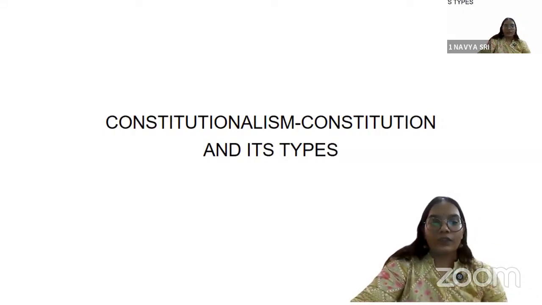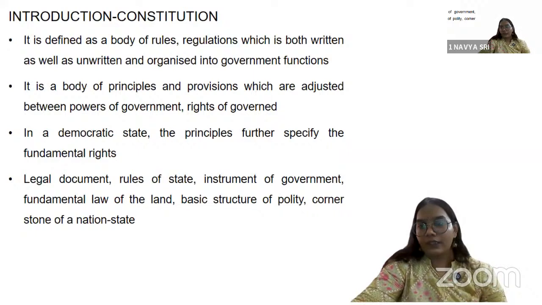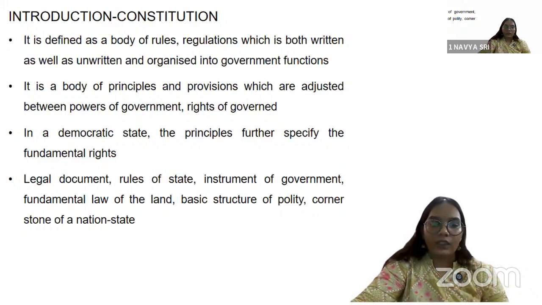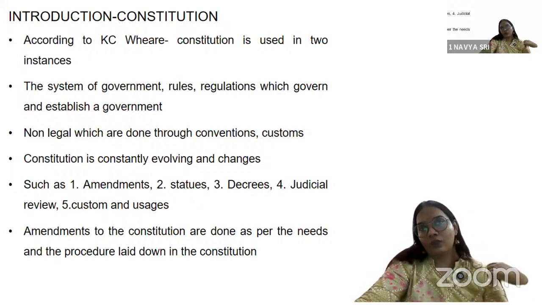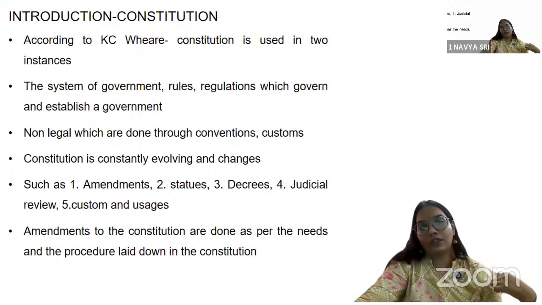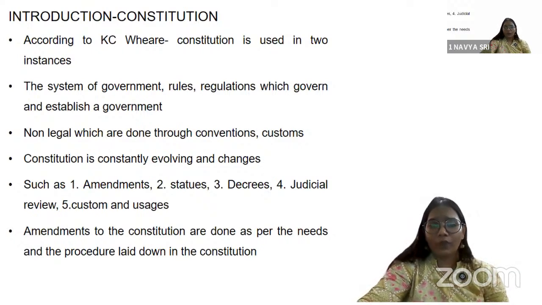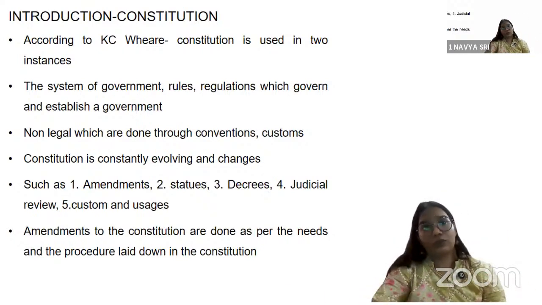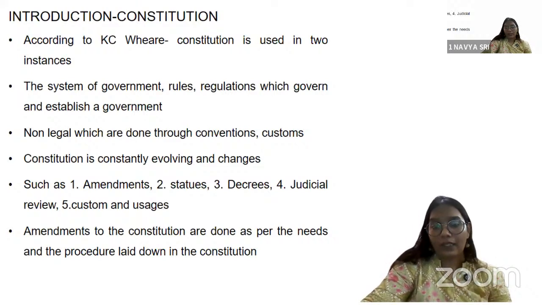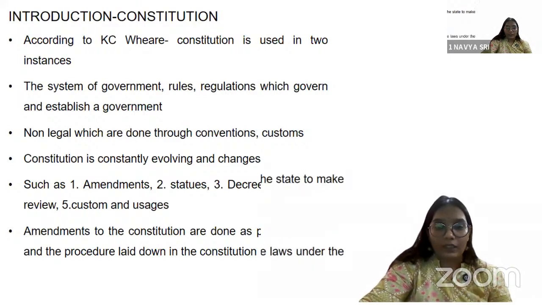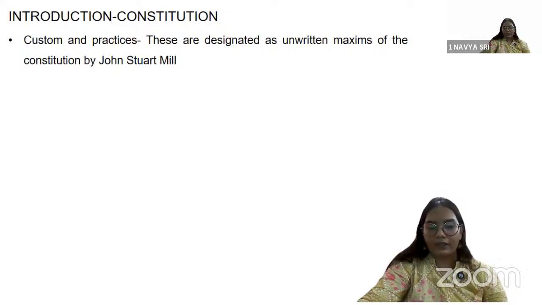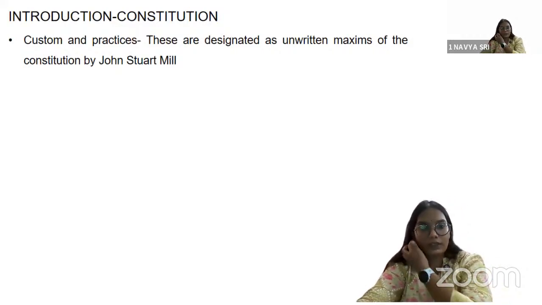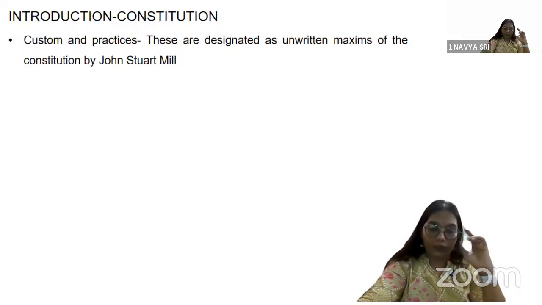Then you can go with its various names, its nomenclature. Then you can go with one or two statements on how the constitution could evolve, like amendments, statutes, decrees. Just mention it in one pointer, or you can go for a flow chart that would also grab the eyes of the evaluator. Then give examples of what an amendment is, what a decree is, what customs and practices are.